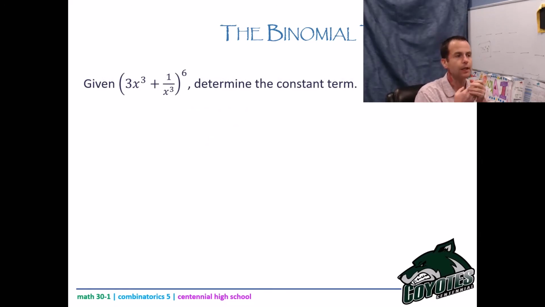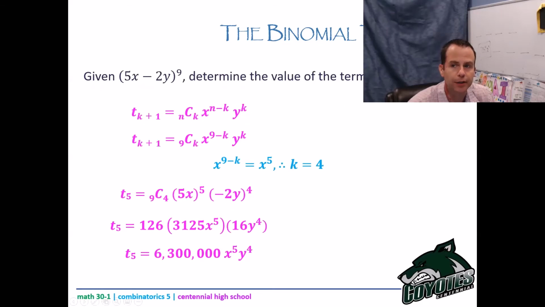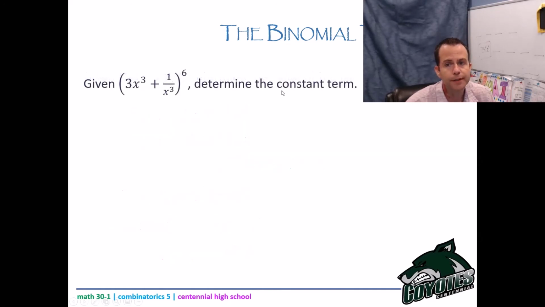Now, I want to go back a slide just for 1 second because I want to make a quick connection here. This said, determine the value of the term containing x to the 5. And you did that no problem, okay? Now it says determine the constant term. That's just a fancy way of saying determine the value of the term containing x to the 0.